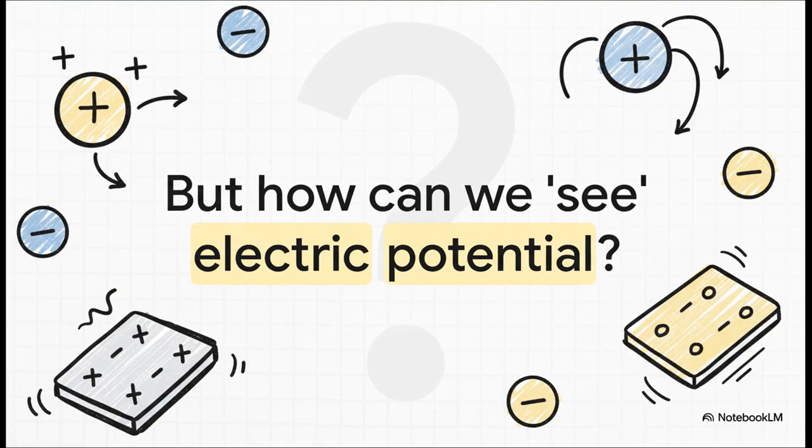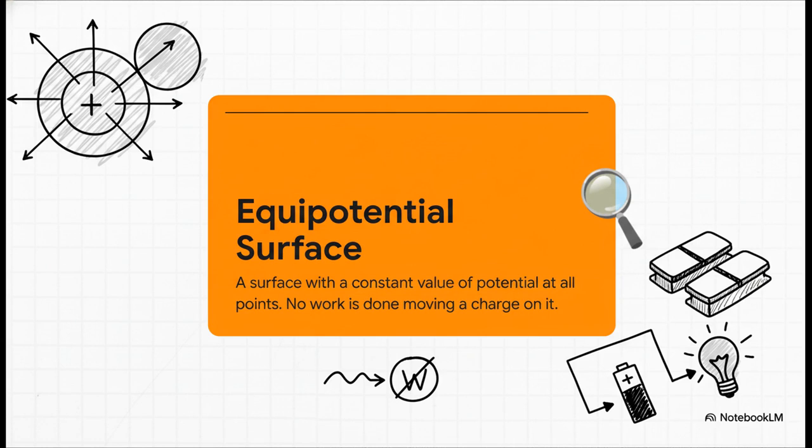Right, so the big question is, how do we actually visualize this? How can we see this invisible property of space that's all around a charge? We see it using equipotential surfaces, and the name tells you everything. Equi means equal, and potential means, well, potential. So it's a surface where the potential is equal at every single point.